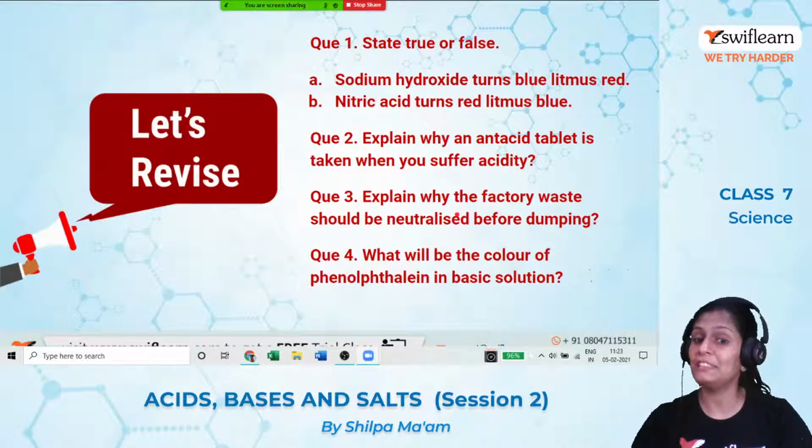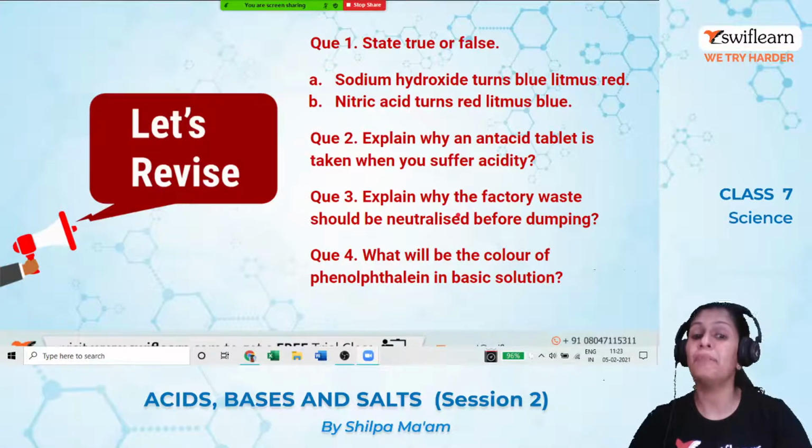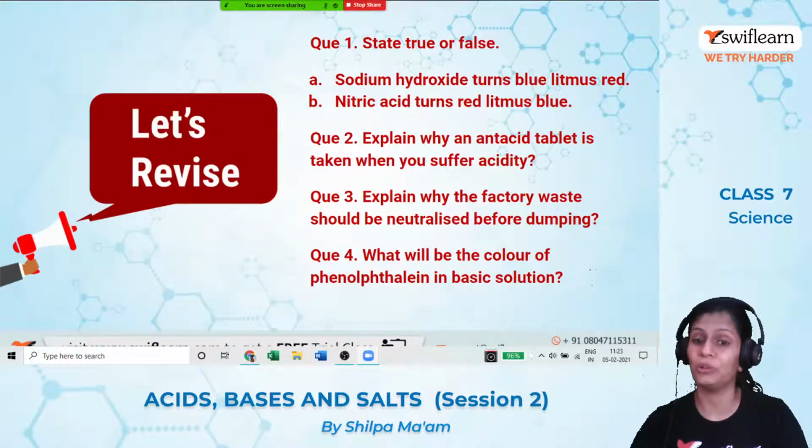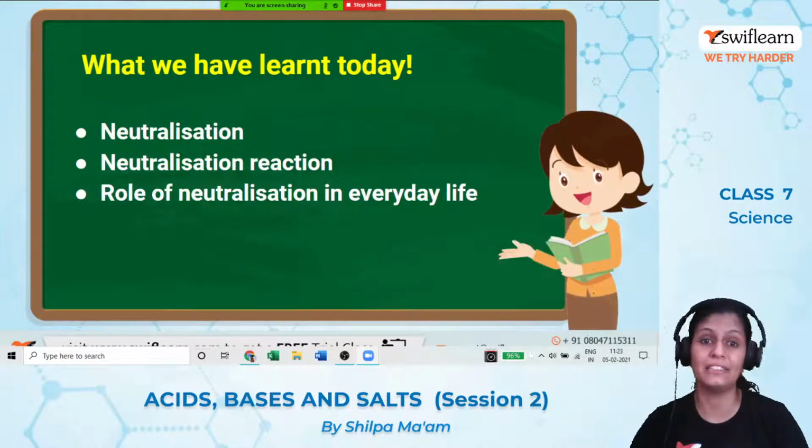Why does factory waste need to be neutralized before dumping? Because it is acidic in nature. We need to basically treat it with a base so that we can throw it off into the river and there is no effect on the aquatic life, it is neutral. What will be the color of phenolphthalein in basic solution? It is pink in color. In acidic solution, it is colorless.